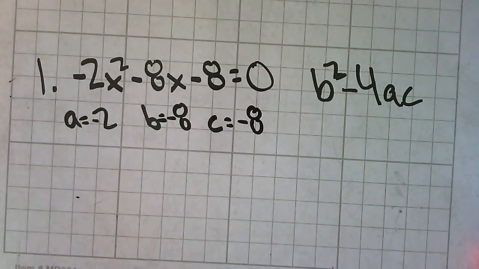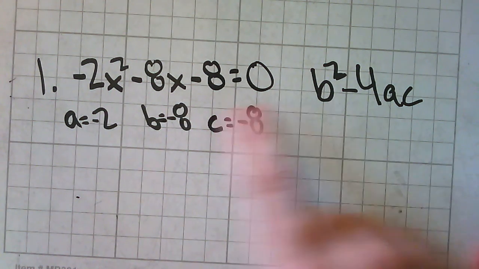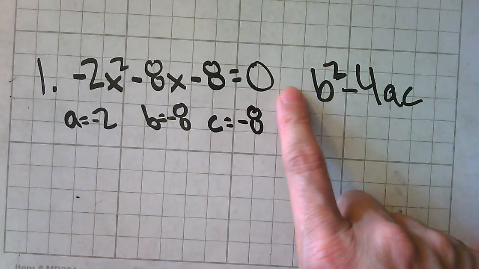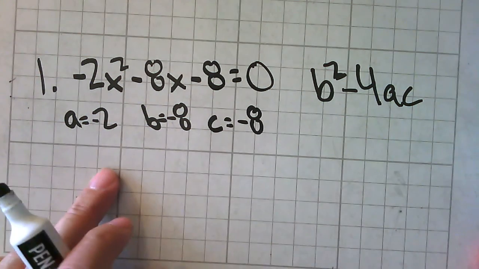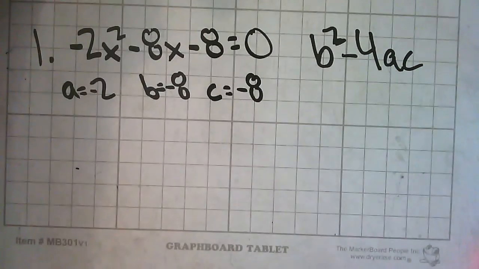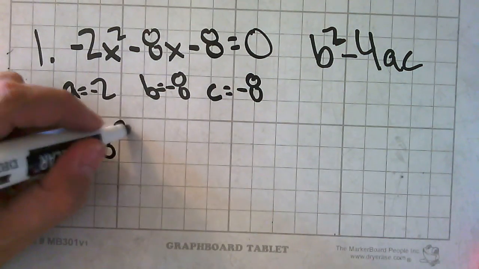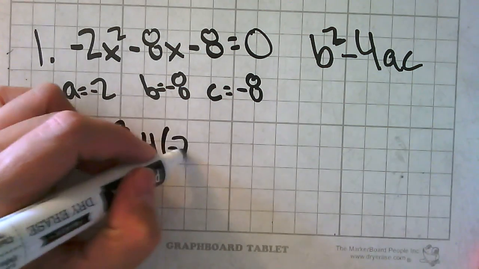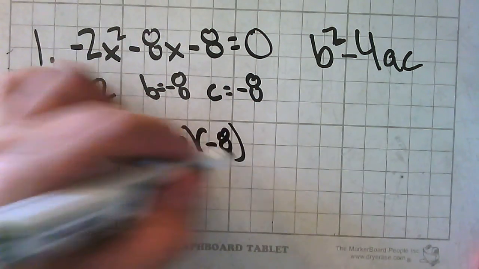First thing you want to take into account, remember when we're solving quadratics and we have x's on one side, we're going to set the other side equal to 0. We're going to do a different type of example next. All right, so we're just going to use this formula. So we have b squared, so we got negative 8 squared minus 4 times a is negative 2 times c is negative 8.